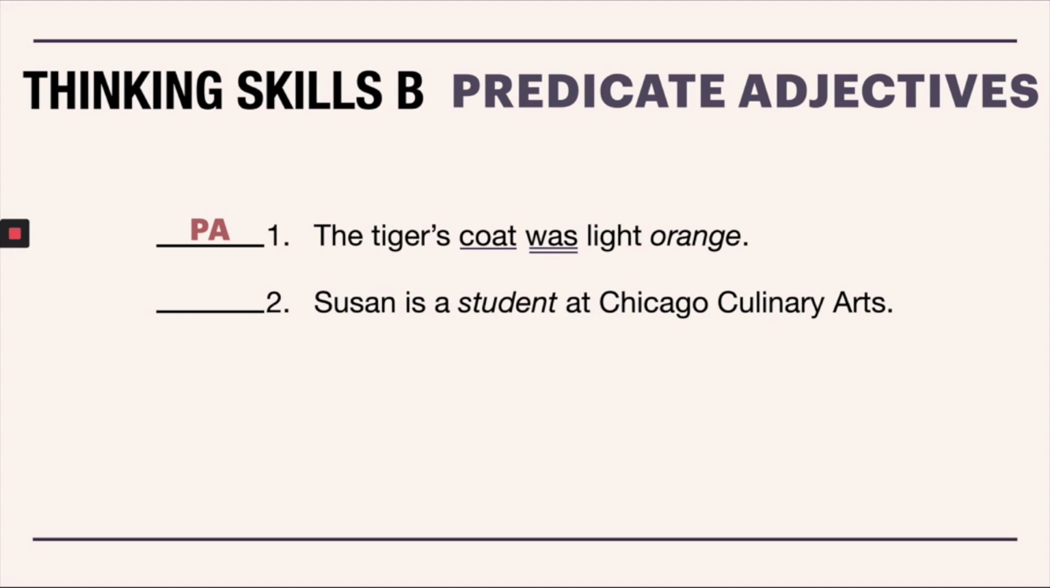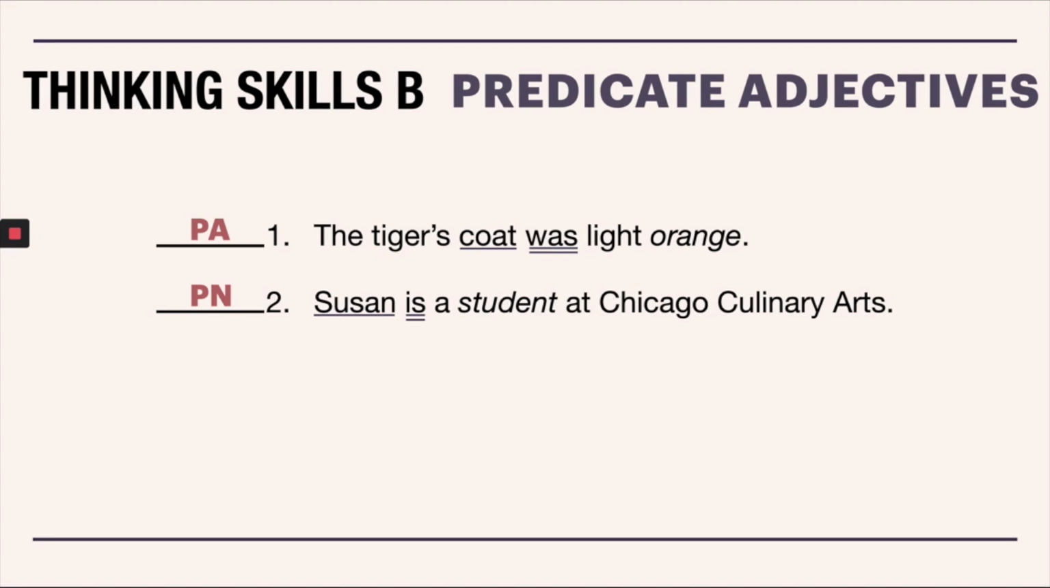Susan is a student at Chicago Culinary Arts. All right, we're going to find the verb, which is. Who is a student at Chicago Culinary Arts? Susan, which we underline once, and then student. So we're equating this noun with another noun, student. Susan is student, so we have a predicate nominative. We can read again: orange coat would work, and Susan is a student. And those would work.